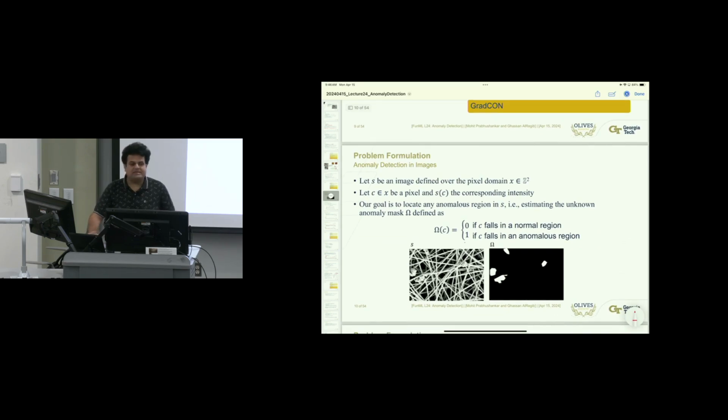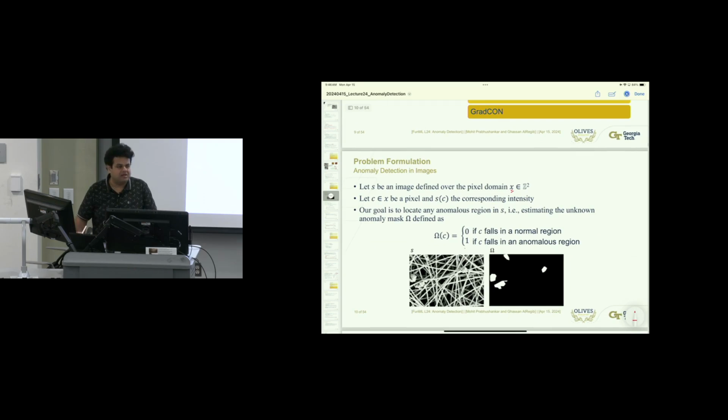We'll start with a very simple definition. X is essentially our image in the pixel domain. Z2 means that it is an integer of R2, which is basically your X and Y direction or axis. There is basically a set of pixels that go from, let's say, 0 to 255, which is a uint8 image. And all of that are basically belonging to this X. So S is an image defined over the pixel domain. C is a set of pixels, and S of C corresponds to the intensity.